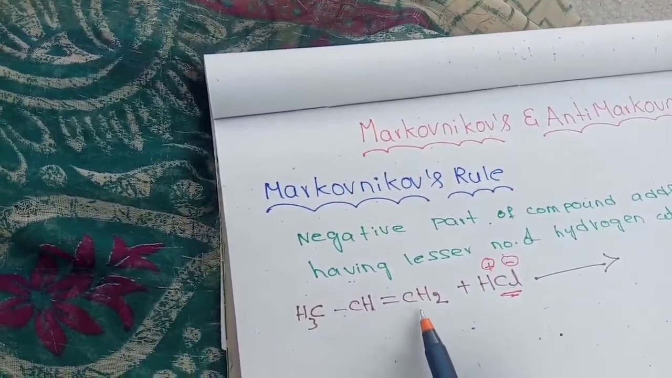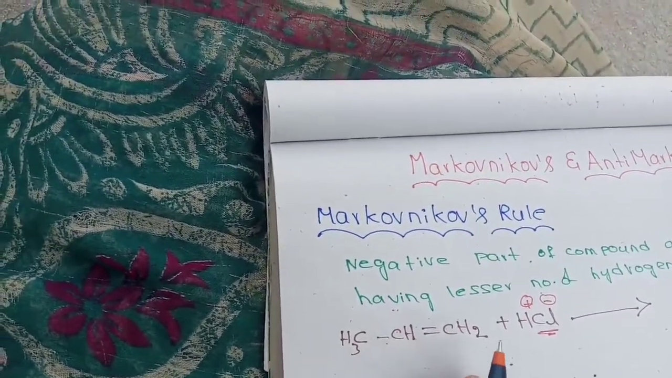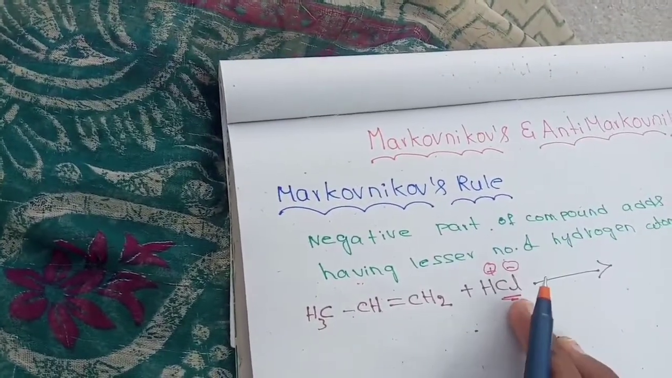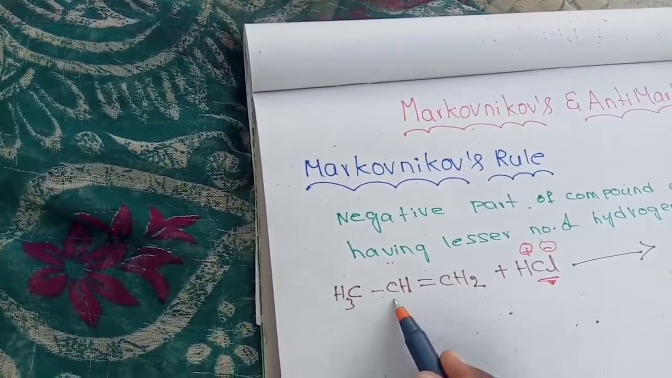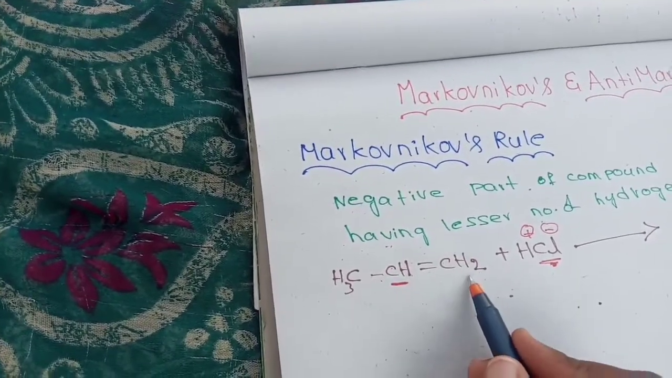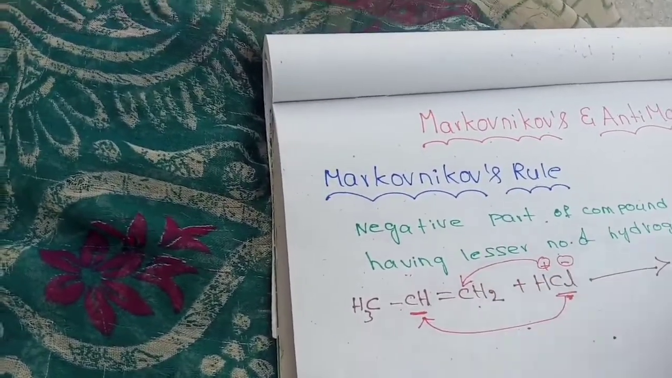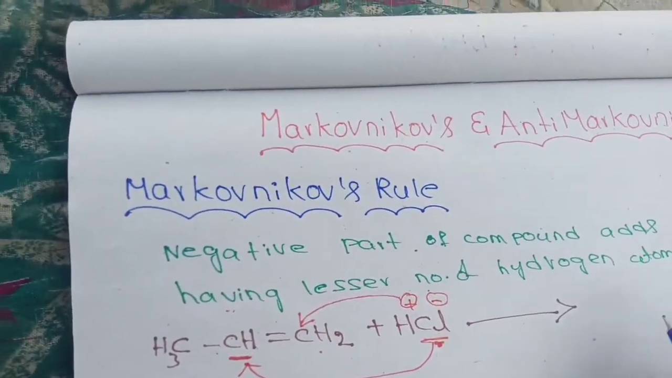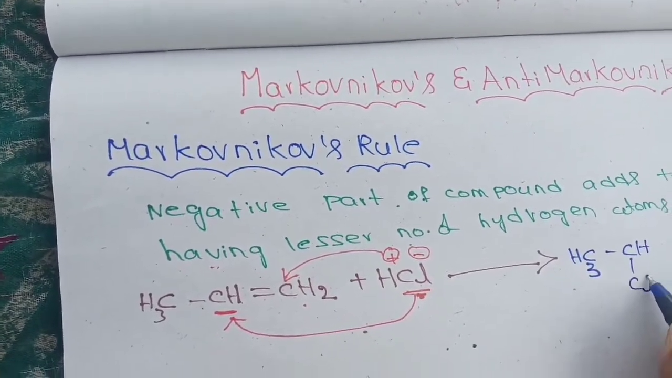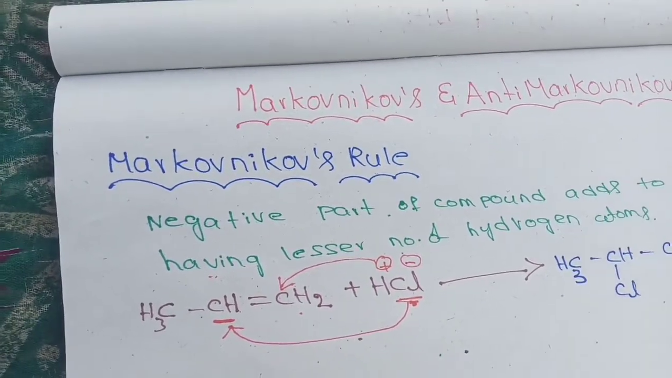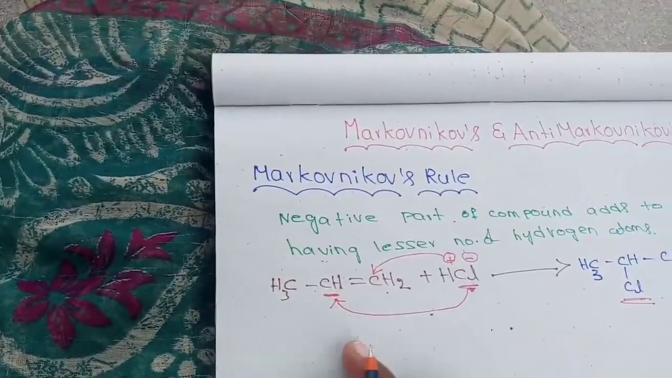Here the double bond is there, between two carbon atoms. My question is which part is added to which carbon. According to Markovnikov's rule, the negative part adds to the carbon which has the lesser number of hydrogens. This carbon has the least number of hydrogens when compared to the other, that's why Cl minus is added to this side and H plus is added to the other carbon. Now we get a product, CH3-CHCl-CH3. According to Markovnikov's rule we get this product.